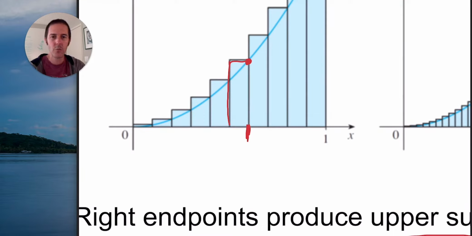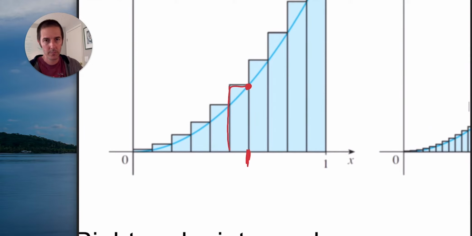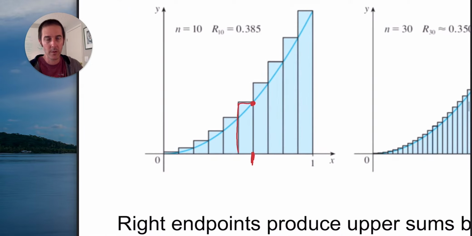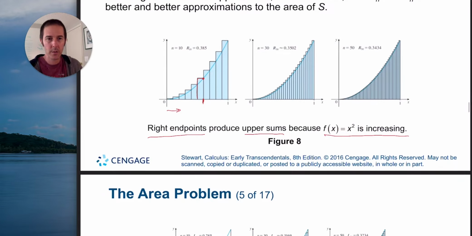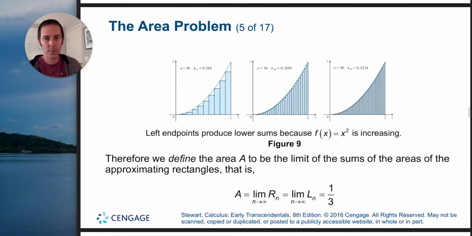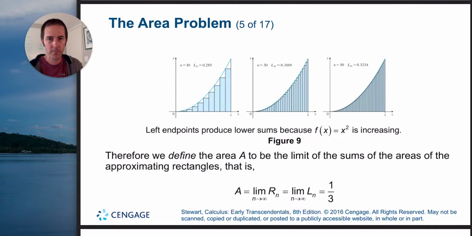When you're using right endpoints and you're applying them to a curve that's increasing, and y equals x squared is definitely an increasing function when you start at 0 and move to the right, look at it getting taller and taller and taller. Okay. Right endpoint approximations will produce overestimates. Left endpoint approximations will produce underestimates when you're working with an increasing function.